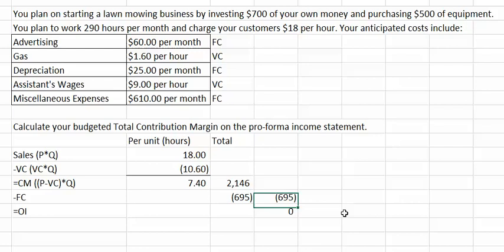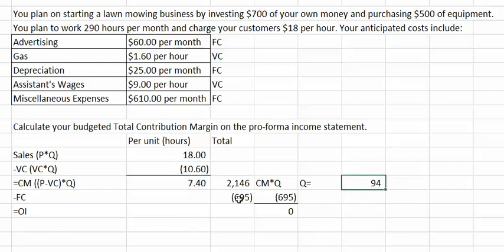So basically you solve your break even by solving this equation, which is your CM times Q. So if you look at this, you're taking your CM times Q minus the 695. That difference you set to equal 0, and then solve for Q. So when I do that, my Q is equal to 695 divided by my contribution margin per unit. 94 hours is what I would have to work.